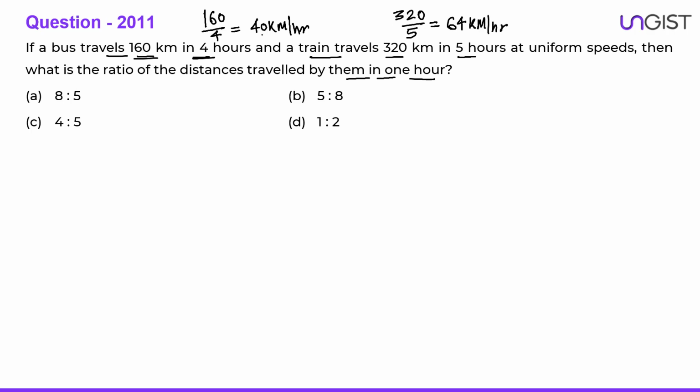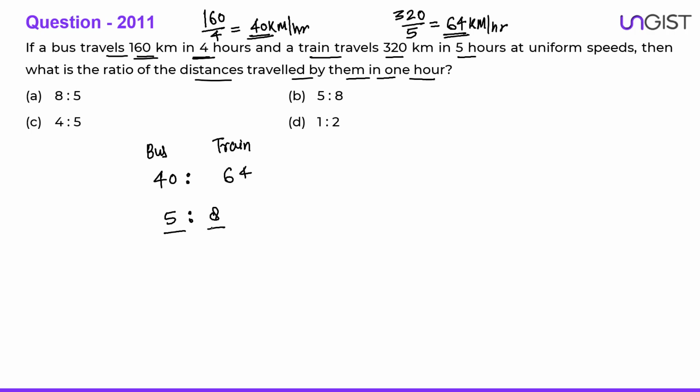So the train goes 64 kilometers in 1 hour and the bus goes 40 kilometers in 1 hour. The question is saying, then what is the ratio of the distances traveled by them in 1 hour? So obviously the bus travels 40 kilometers in 1 hour and the train travels 64 kilometers in 1 hour. This is the ratio of the distances traveled by them in 1 hour, right? Both the numbers are divisible by 8. So this is 5:8. 8 5s are 40, 8 8s are 64, right? So the ratio is 5:8.